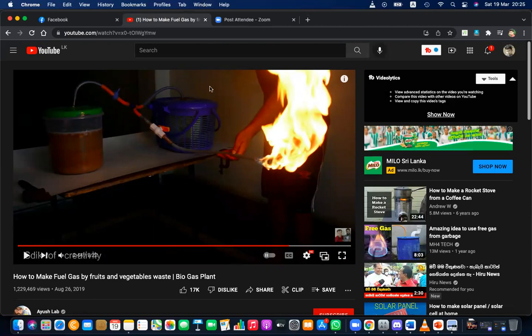That pressure is needed. That's why he's using a balloon. Right? This balloon has methane which is produced, and that can be used to light this up. It's actually called biogas.